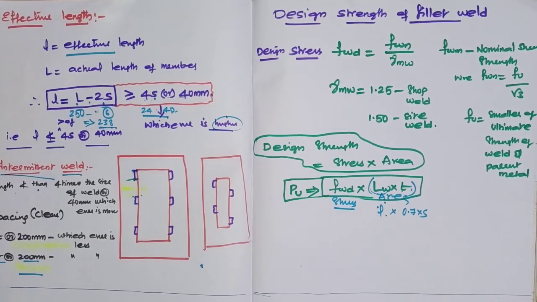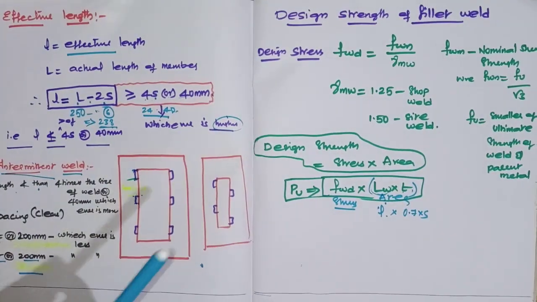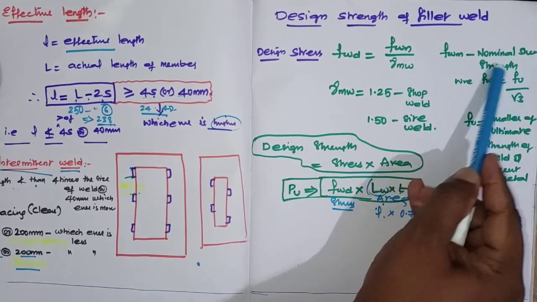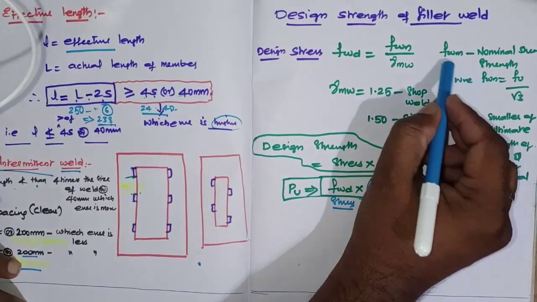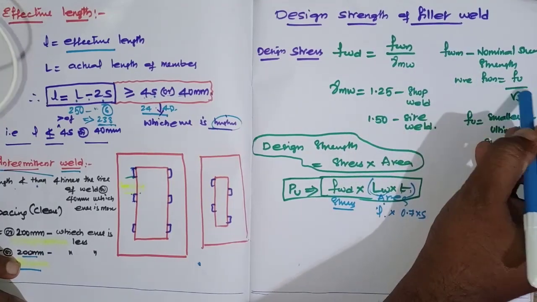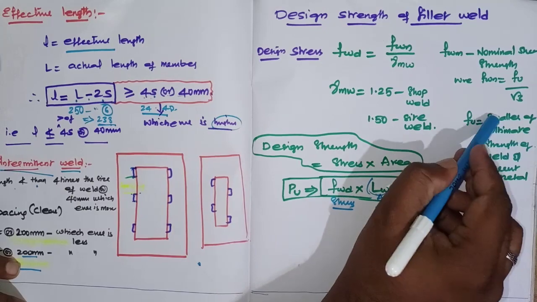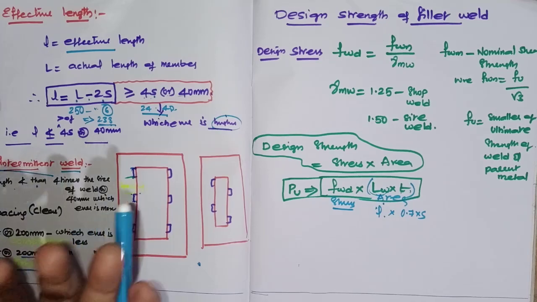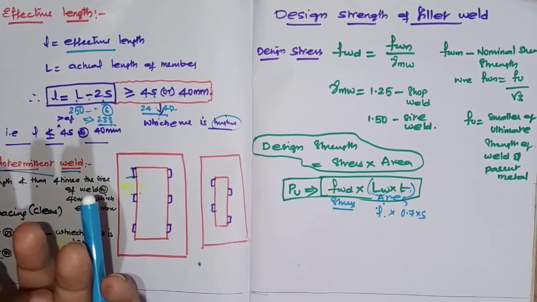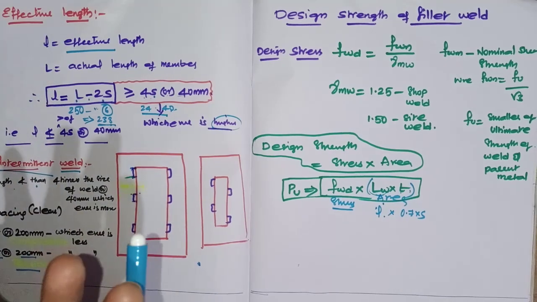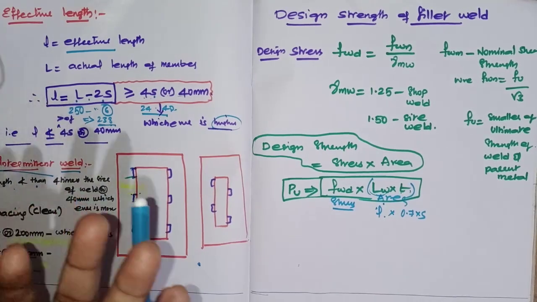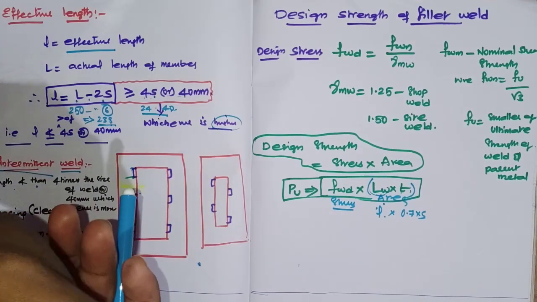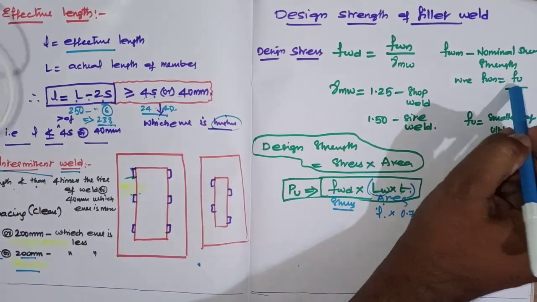Now what is this FWD? It means design stress. FWD equals FWN by gamma m naught. What is this FWN? Nominal shear strength. Where will you get this nominal shear strength? Ultimate shear strength by √3. What is this ultimate? Here the smaller of the ultimate strengths of the weld and the parent material should be considered, that is, the strength of the member you are going to connect versus the weld material. Based upon that, the smaller one should be considered. That is Fu by √3.